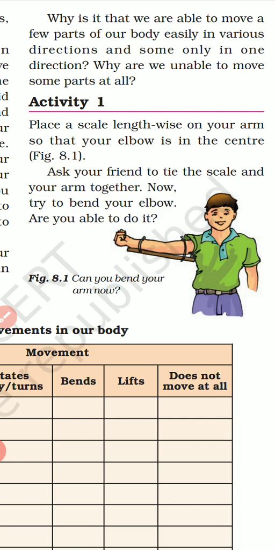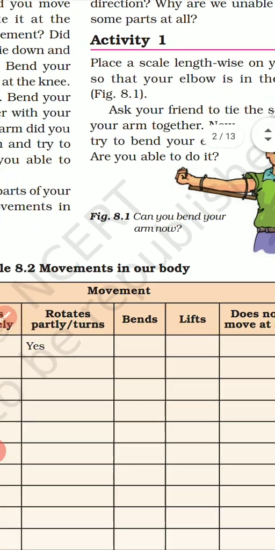Place a scale lengthwise on your arm so that your elbow isn't in the center. Ask your friend to tie the scale and your arm together. Now try to bend your elbow. Will you be able to bend the elbow because you put a scale? Are you able to do it? Just check if you can do it.